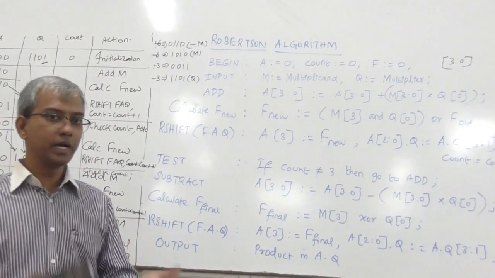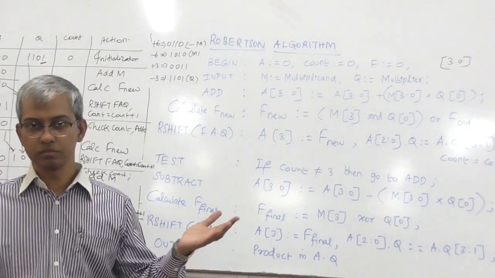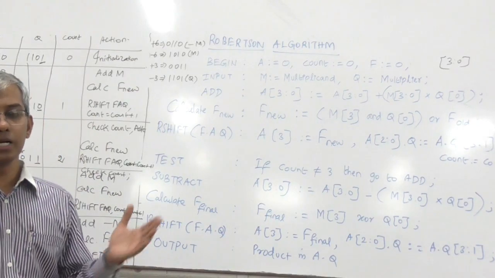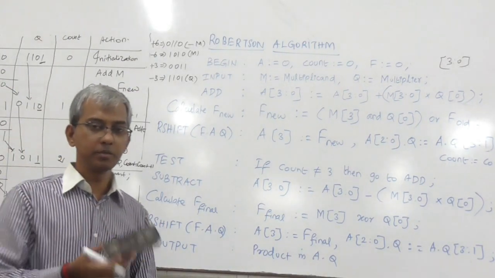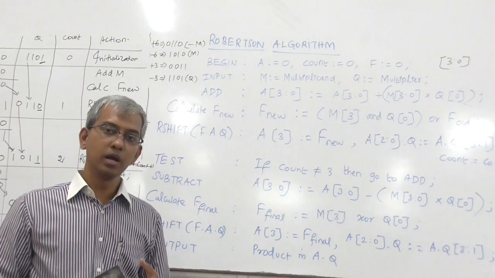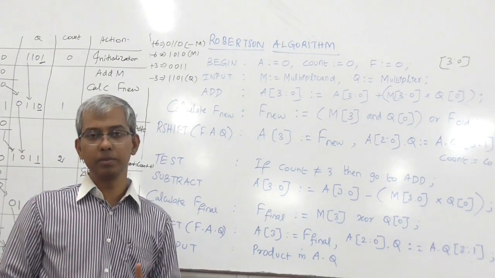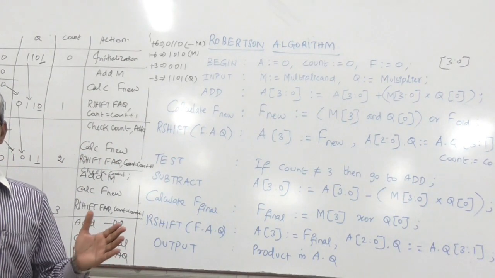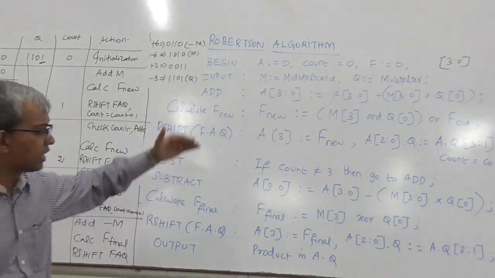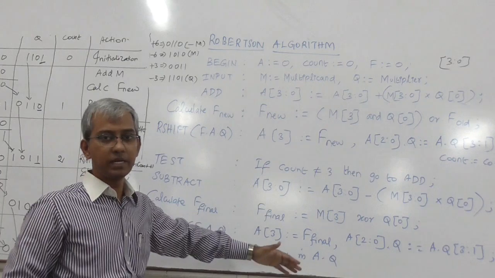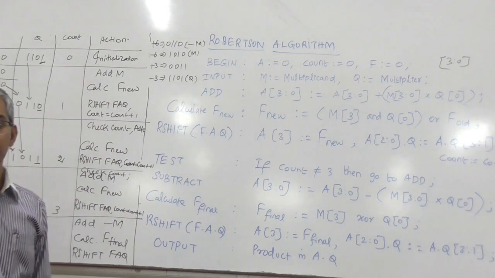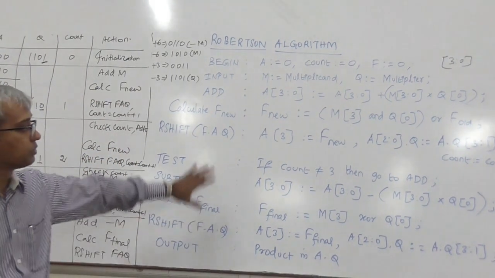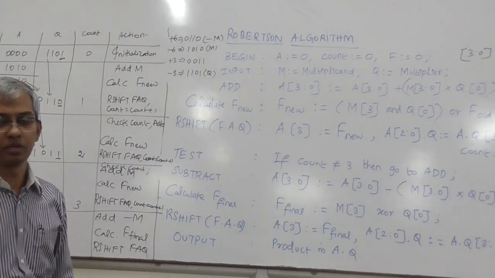In the case of radix 2, I'll be grouping 2 bits of the multiplier at a time, and with that I'll be performing the operations. If it is radix 4, I'll be grouping 3 bits of the multiplier at a time, and the operations will be performed. So by grouping the bits in the multiplier, the number of operations gets reduced, right? That is the advantage of going for Booth and modified Booth when compared to Robertson. Okay.